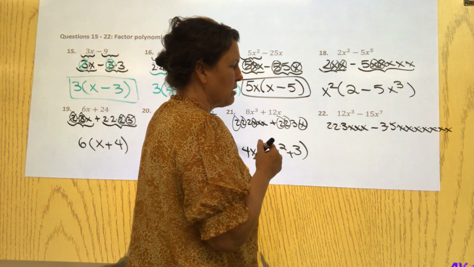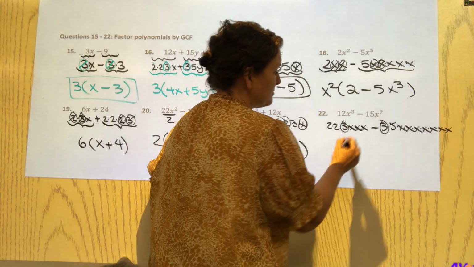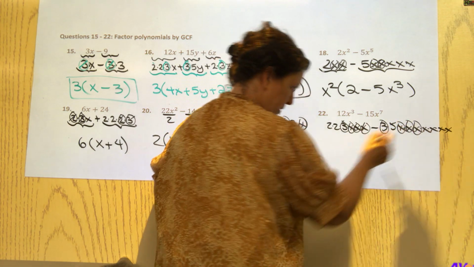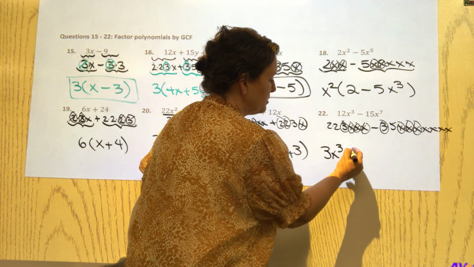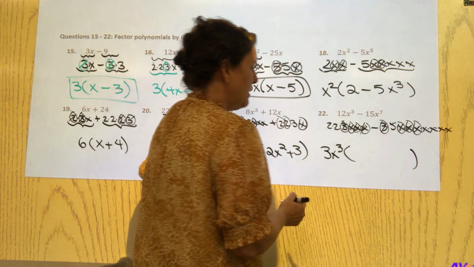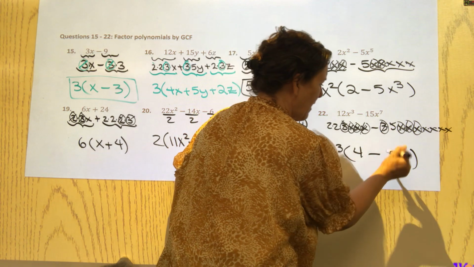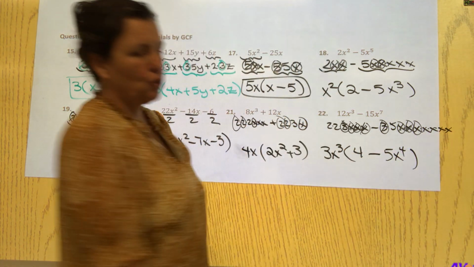They don't have a 2 in common. They have a 3. They definitely have some x's. They have 1, 2, 3. So we have to take the greatest they have in common. The 3x cubed is what I'm taking out of both. Bye. Adios. What do I have left? A 4. And over here I have a 5. And x to the 4. Cool beans.